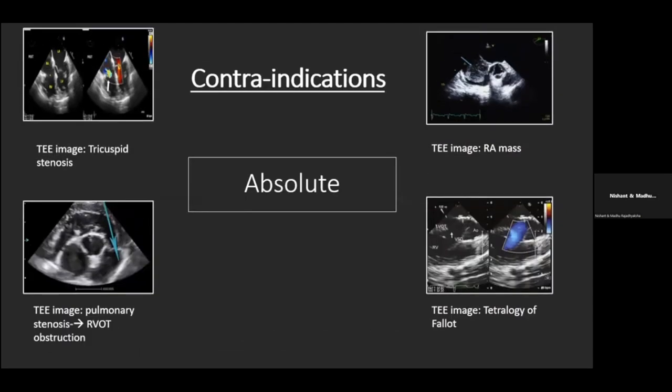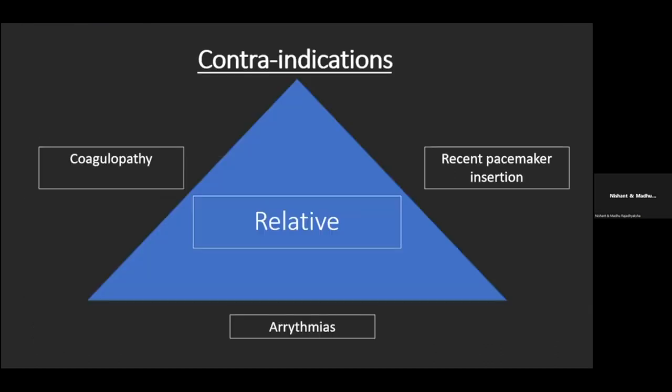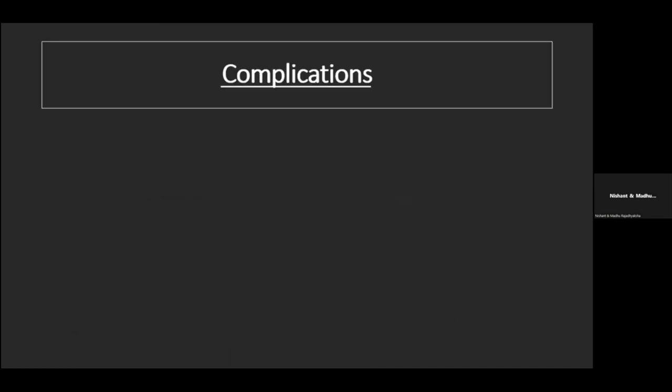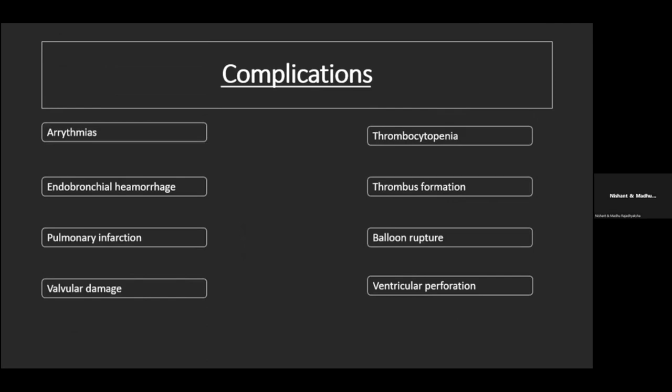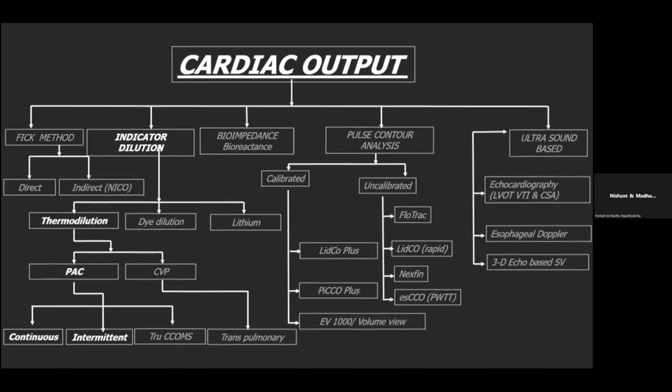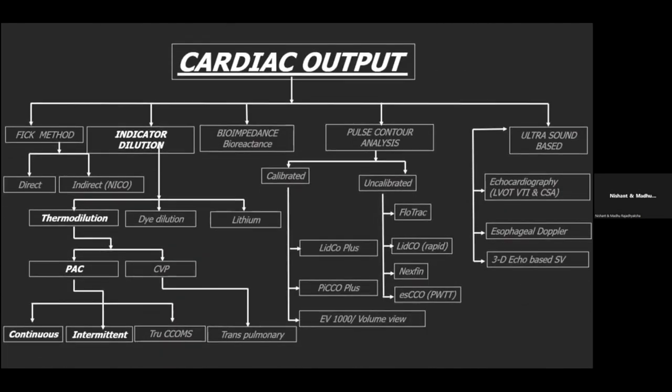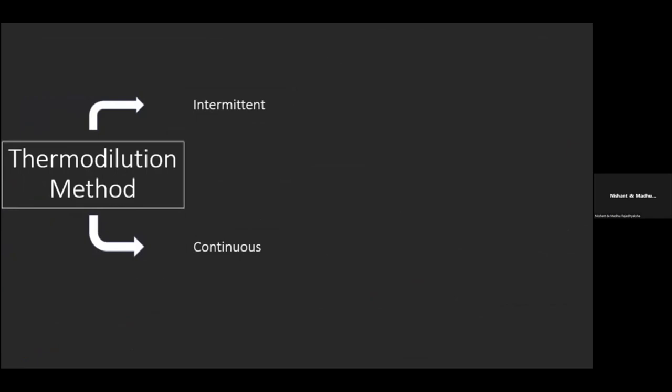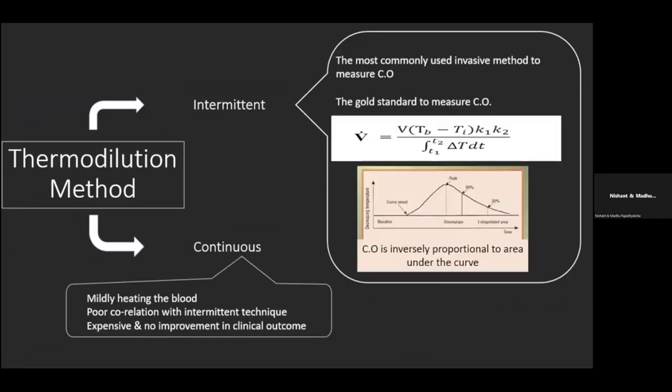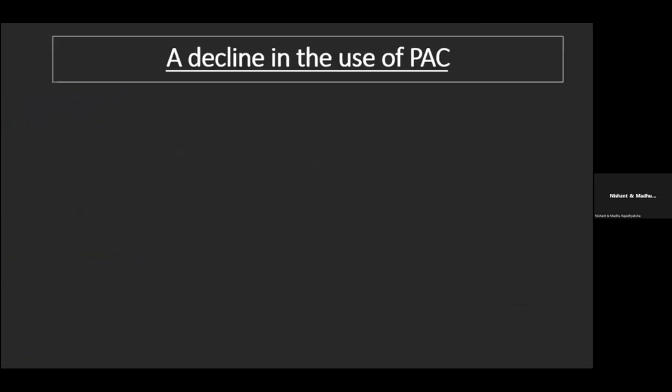Absolute contraindications include tricuspid stenosis, RVOT obstruction, RA mass, and tetralogy of Fallot. Relative contraindications include coagulopathy, arrhythmias, and recent pacemaker insertion. I have listed the complications, arrhythmias being the most common, but in the interest of time, we will move to further slides. Cardiac output monitoring using the PAC by thermodilution technique will be discussed in detail by the next speaker. Intermittent thermodilution is most commonly used and is the gold standard, which uses the Stewart-Hamilton equation.